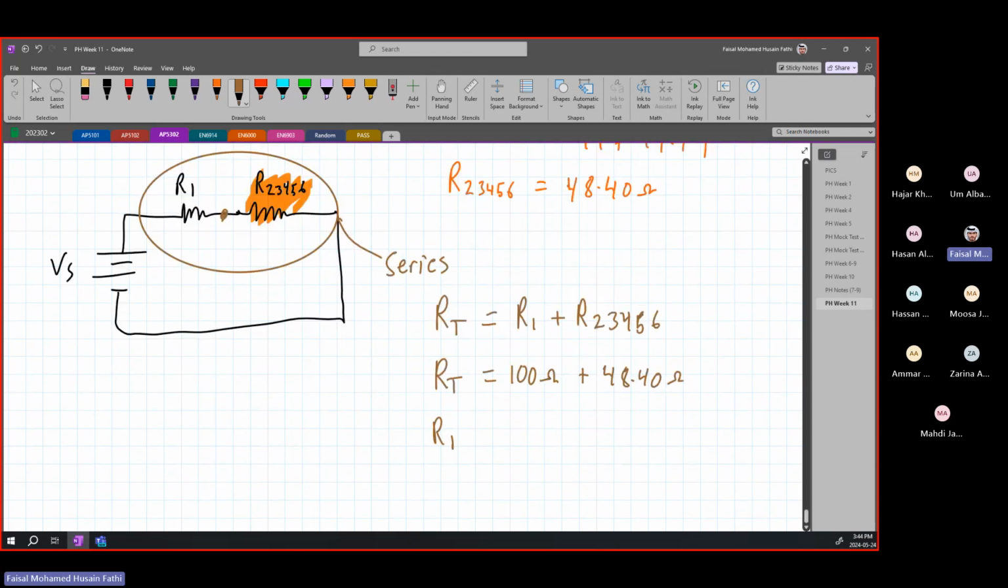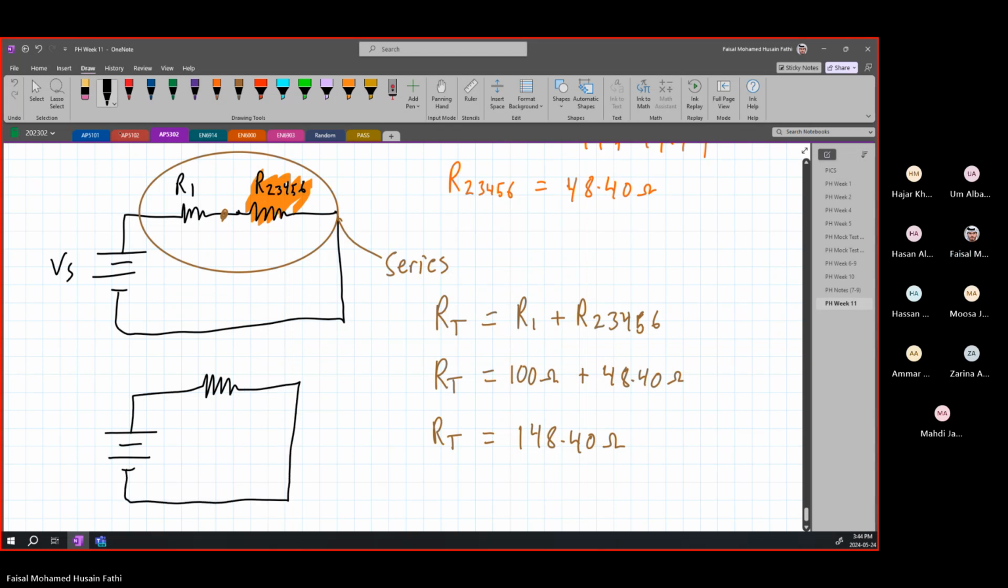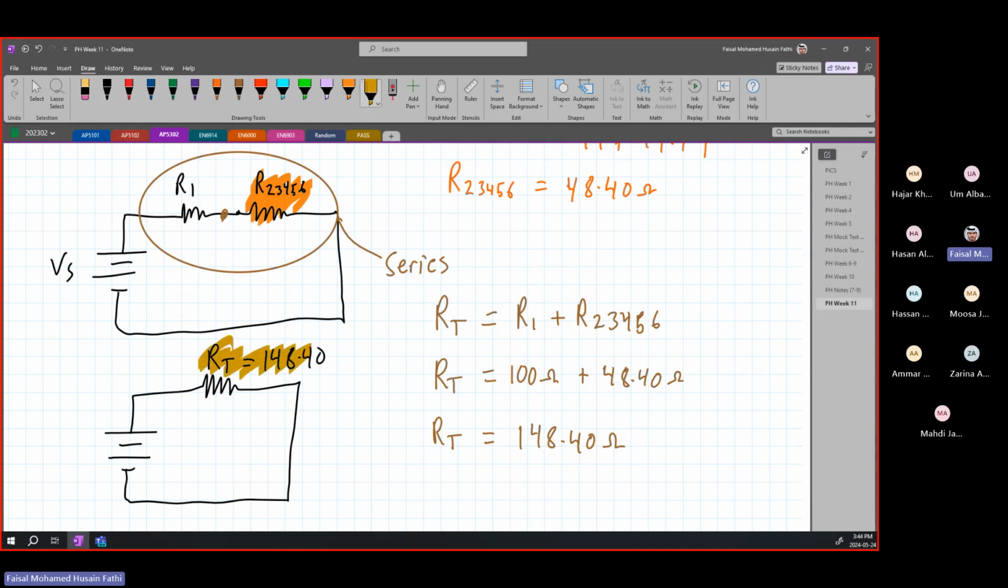So R total is equal to 148.40 ohms. So our final circuit is going to be just one resistor, like that. R total, which is equal to 148.40. Again, this is just from the calculations above of the series. And our voltage supply, and obviously our current is going in that direction. This is our I total. Okay.